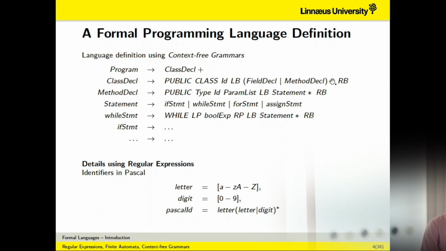And this star we use for something that can be repeated more than once. It means a class can have zero or more field declarations, and then you have method declaration statements. This is more like a context-free grammar, and we will see how the context-free grammar looks. Here we are describing high-level constructs like a class, and then the methods, the fields and the statements.